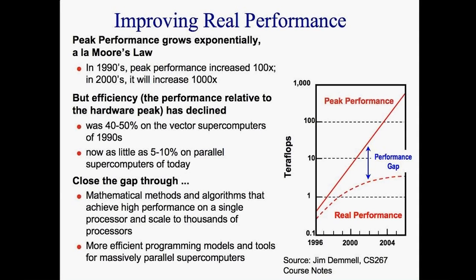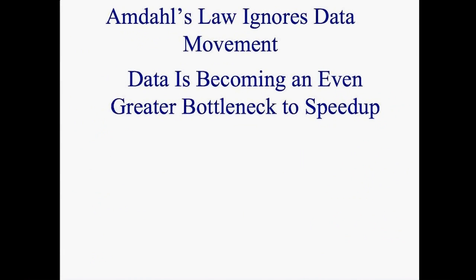If we don't change, in a lot of computer science disciplines and numerical algorithms, they're looking at new algorithms to achieve higher performance. And we're going to have to change our methods to take account of these new algorithms. Amdahl's law is quite simple. It actually ignores data, and data is becoming an even greater bottleneck to speedup. Data movement between the processing units is very expensive.